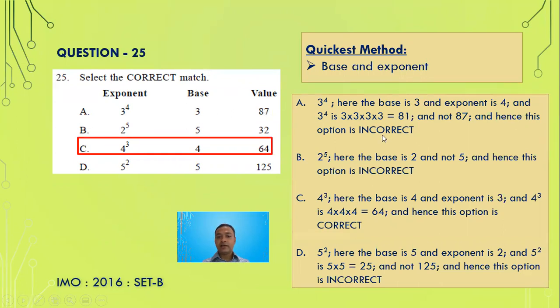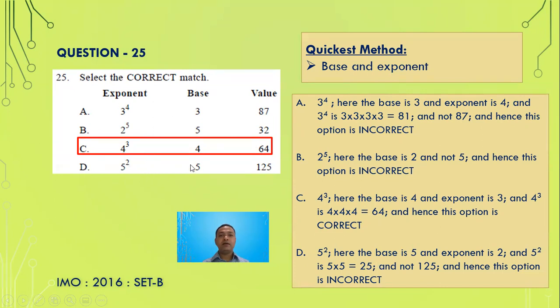So A is incorrect. 2 raised to 5. In 2 raised to 5, the base is 2, isn't it? The base is 2, not 5. So option B also is incorrect. In C, 4 raised to 3, the base is 4, exactly. And what is 4 raised to 3? 4 raised to 3 is 4 into 4 into 4. 4 4s are 16, 16 4s are 64, exact. So this option is correct, isn't it? And option D, 5 raised to 2, the base is 5, but what is 5 raised to 2? 5 into 5, 5 5s are 25.